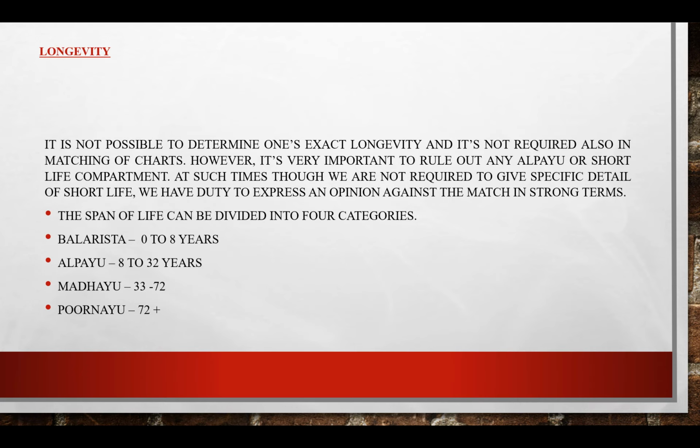Now let us check the first pillar. What is the first pillar? That is longevity. We need to check the longevity of the particular horoscopes, and it is not an easy task to ascertain the longevity of any particular chart. He will live 72 years, somebody will live 8 years, somebody 32 years, somebody 25 years. It is not possible to say exactly, but definitely the sages have given us certain combinations, like short-lived combinations, which are proved to be true in most cases.